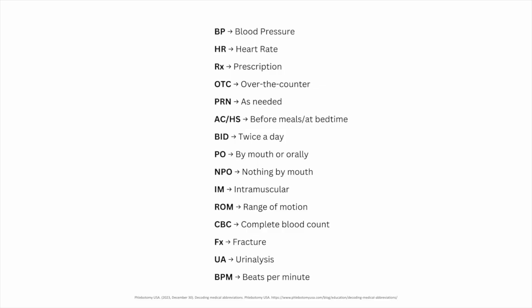BID is short for twice a day, similar to TID, but you can think of it as bi plus ID. BID, twice a day, so take this medicine BID, take this medicine twice a day. PO is by mouth or orally, also in the context of medicine. Take Zyrtec by mouth twice a day, for example, can be said: Zyrtec PO BID.